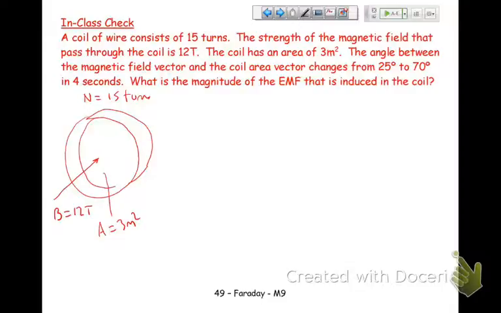But what I'm going to do is spin it. So if I have a little diagram here, I start off with the angle between the magnetic field vector and the area vector being 25 degrees, between my B and my A, and then I spin it so that I end up with that being 70. So, turning the thing.